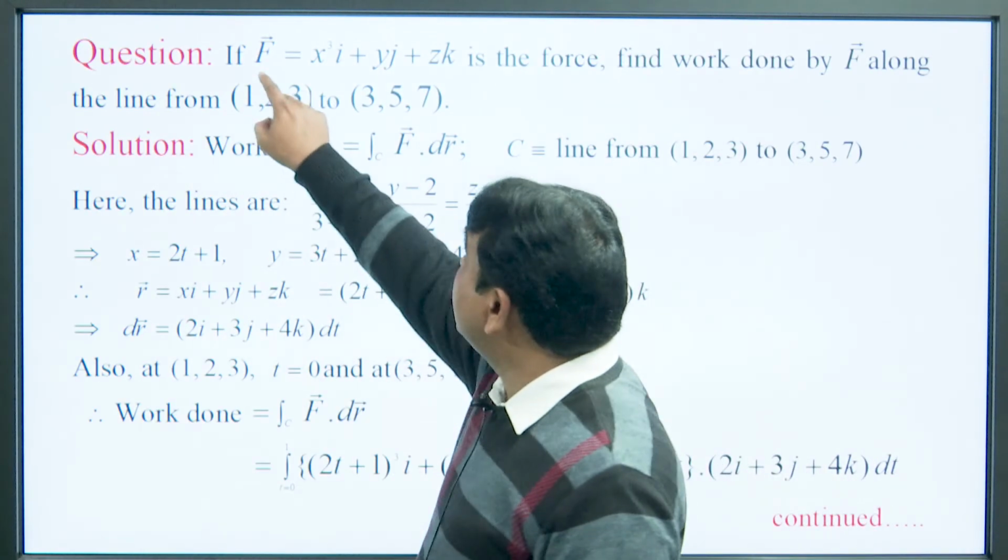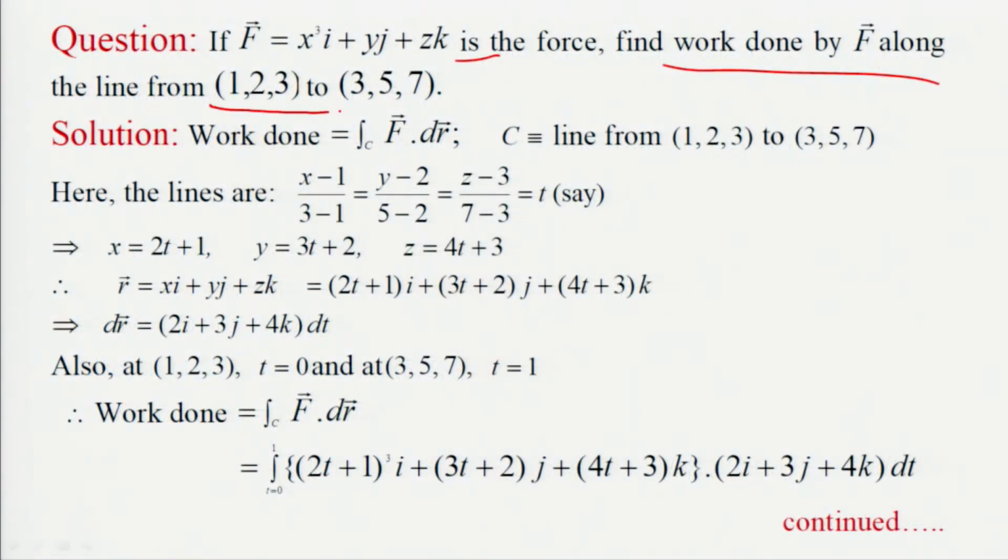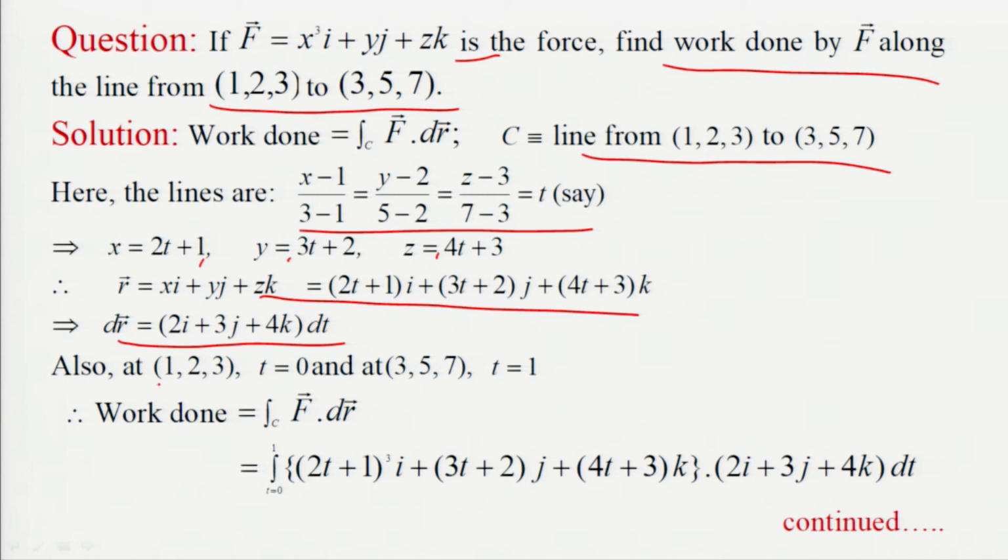In the next question, if you see this is the vector f, then find the work done along the line from this point to this point. Here we can easily write the equation of the line as this, again x is equal to this, y equal to this, z equal to this, then dr becomes this by doing certain calculation, and at this point t is equal to 0 and at this point t is equal to 1.